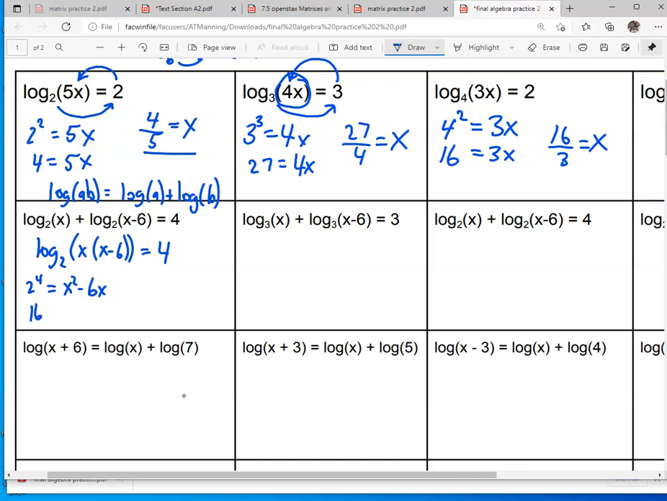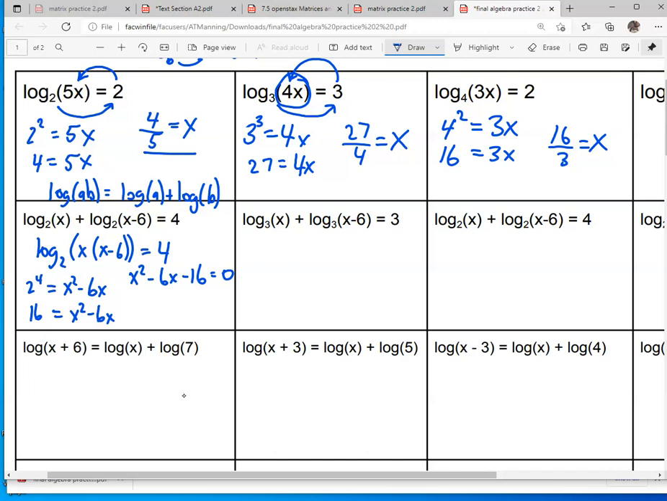2 times 2 is 4, times 2 is 8, times 2 again is 16, equals x squared minus 6x. Well, now if I subtract 16 from both sides, I have the formula x squared minus 6x minus 16 equals 0. Now at this point, I could crank it through my quadratic formula. x is equal to negative b plus or minus the square root of b squared minus 4ac all over 2a. Or I could attempt to do some factoring.